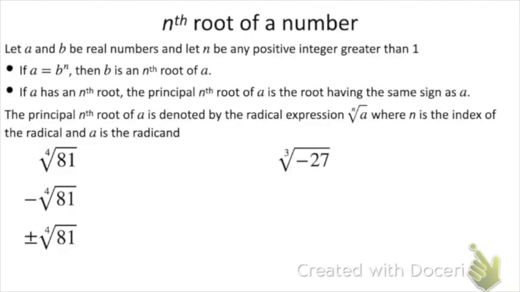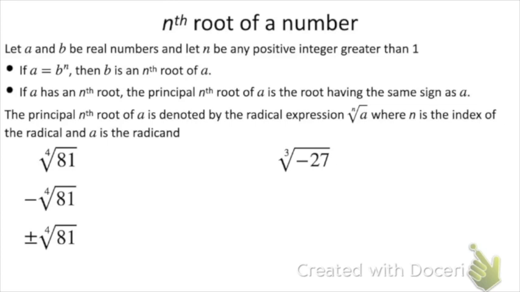Let a and b be real numbers, and let n be any positive integer greater than 1. If a equals b to the nth, then b is an nth root of a. If a has an nth root, the principal nth root is the root having the same sign as a. So we're going to be working with principal roots today. So we'll have the same sign as the radicand.